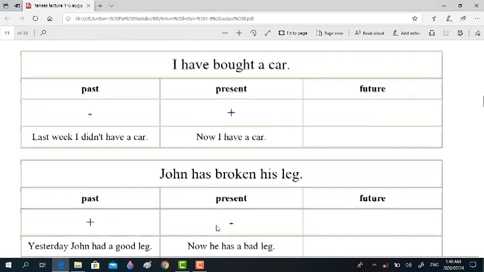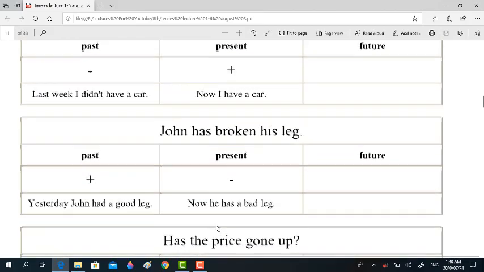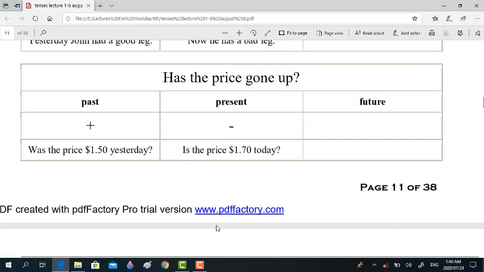John has broken his leg. Yesterday John had a good leg, he didn't have a broken leg. Now he has a bad leg, he has a broken leg, now he has broken his leg. That is the change we talk about using this tense. Let's have another example. Has the price gone up?